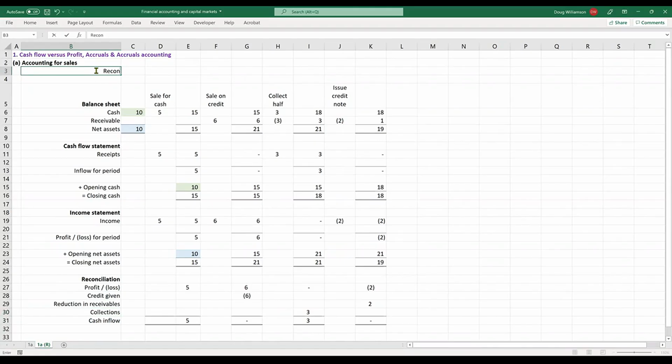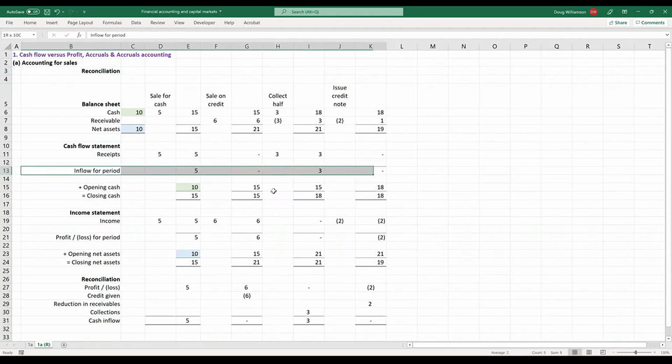Let's title it up, Reconciliation. So we're reminding ourselves what it is we're focusing on. It means understanding and explaining difference. Cash flow differs from profit importantly. So cash flow or cash inflows for the period are these figures here.